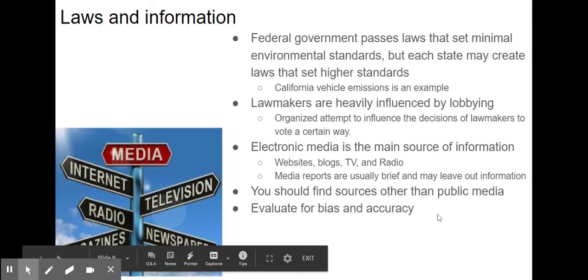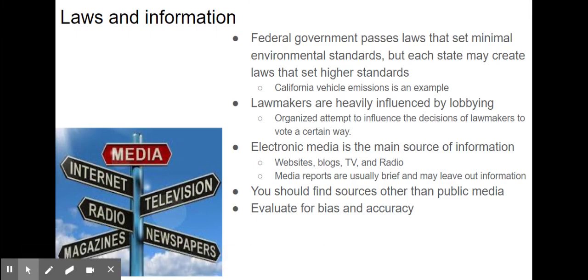Evaluate for bias and accuracy. Some news programs are very biased against a certain standpoint. So are some periodicals like newspapers or magazines. They're only going to give one side of the information. You need to hear both sides of the story before you make a decision.